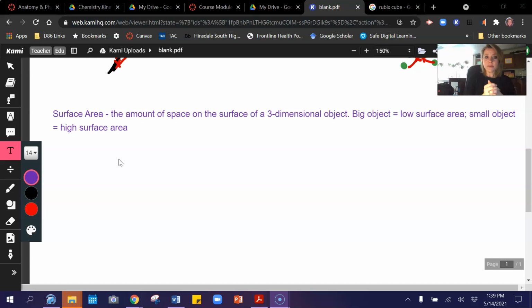Now, the thing about surface area, which is defined as the amount of space on the surface of a three-dimensional object, the thing that I think confuses students is this: bigger objects have low surface area, while smaller objects have a higher surface area. So let me just show you what I mean by that.